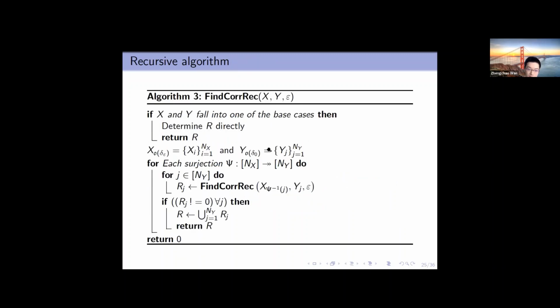And here goes the theorem, the algorithm. The first part basically says that if the two spaces are in one of the base cases, we determine the correspondence directly. Otherwise, we take open partitions according to the parameters specified in the structural theorem. And then for each surjection and for each index, we'll invoke the algorithm itself with some smaller input spaces specified by the structural theorem.